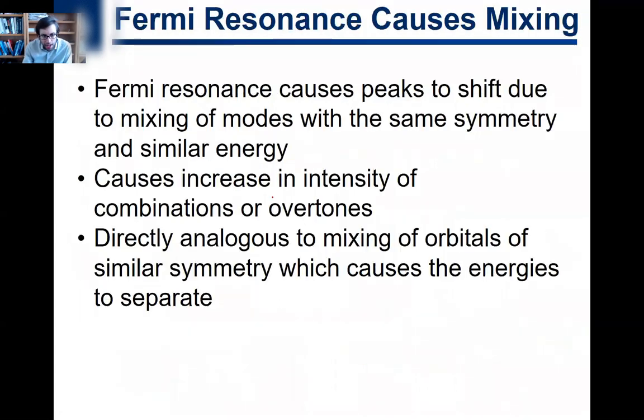Okay, and this has to do with something called Fermi resonance, which causes mixing of modes with the same symmetry and similar energy. This actually causes an increase in the intensity of combinations or overtones, which are intrinsically otherwise weak. The way to think about this is it's exactly what happens when you mix orbitals of similar symmetry, and that causes the energies to separate. So as we'll see later, and you've probably gone over this before in previous classes, to make a hydrogen bond, to make an H2 molecule, right?